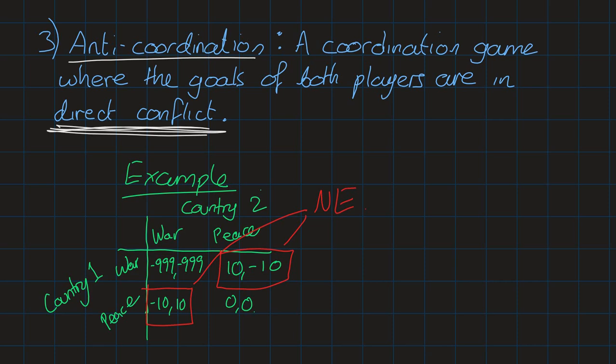Okay. And notice how they are sort of completely in conflict. This one here benefits player 2, country 2, and it detriments country 1. Whereas the other one, this one here, benefits country 1 and it detriments country 2. So there's a strong incentive to anti-coordinate. They don't want the same thing out of this. Okay? So this is a classic example of an anti-coordination game. And that's the 3 types of coordination game. That's the end of this video.